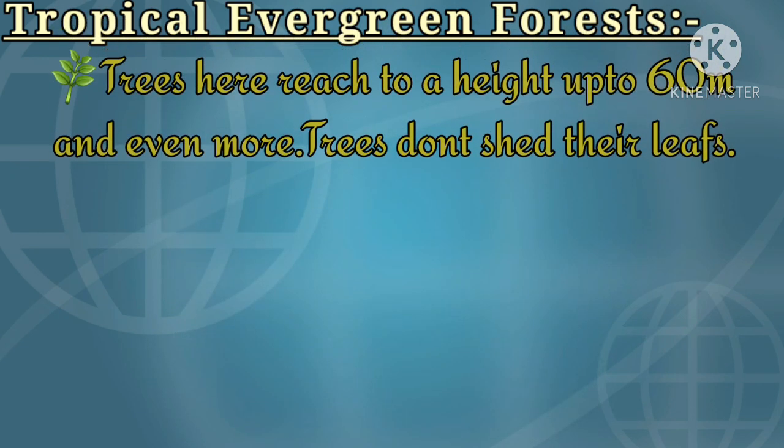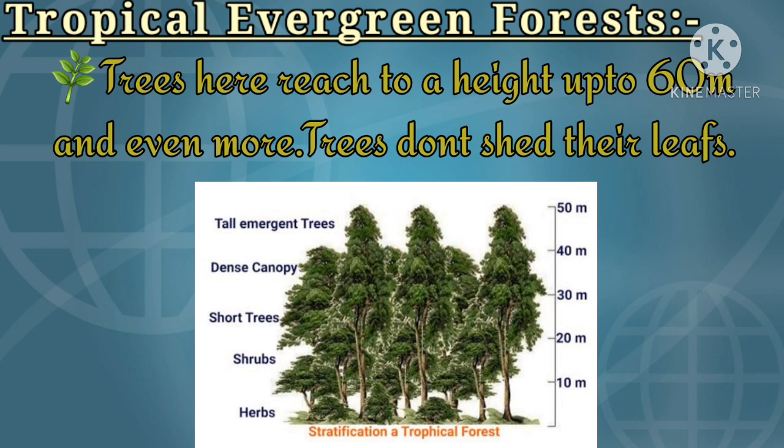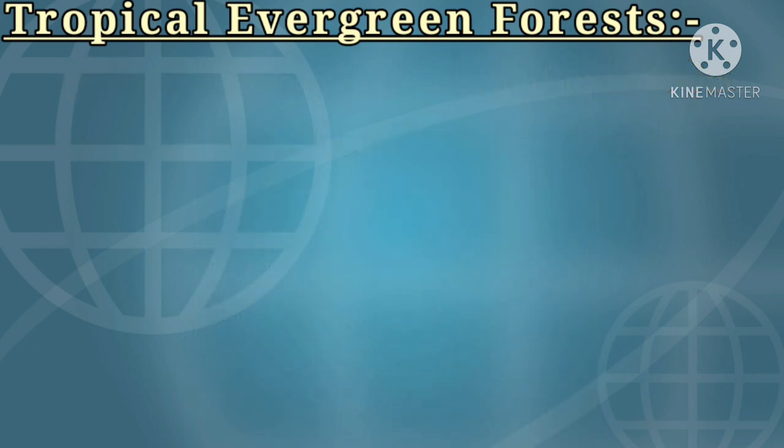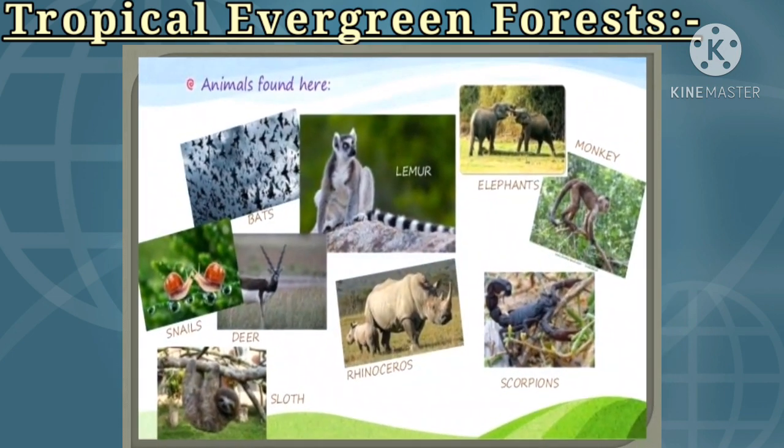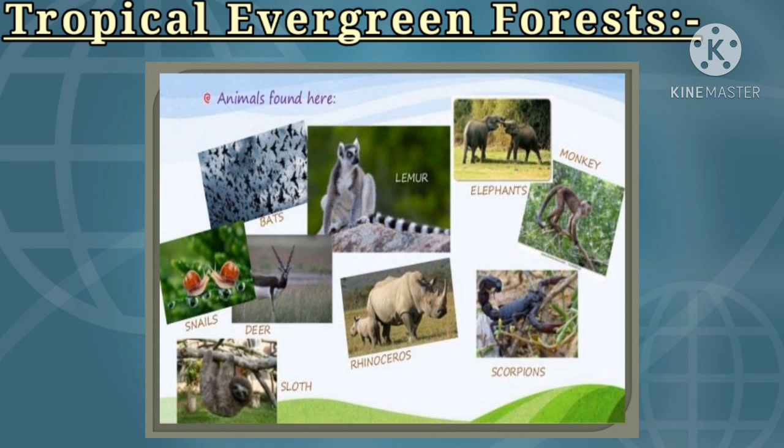Trees here reach a height of up to 60 meters and even more, and they do not shed their leaves. Some commercial trees which are found here are ebony, mahogany, rubber and rosewood. Common animals found here are elephant, monkey, deer, bats, sloths, snails and lemurs.